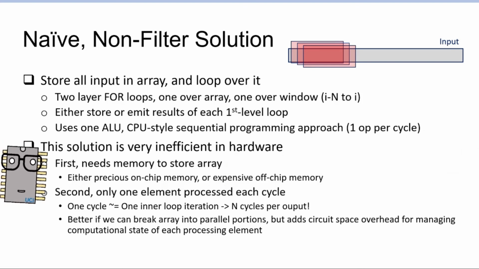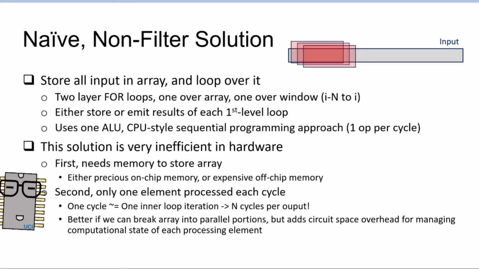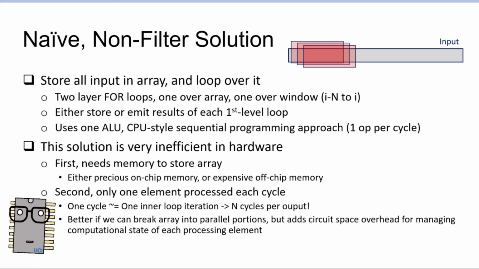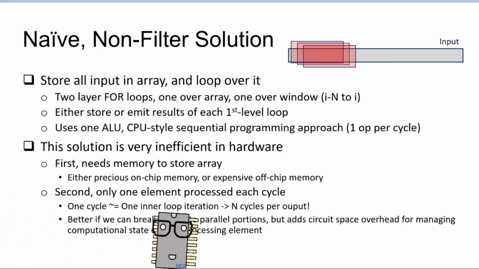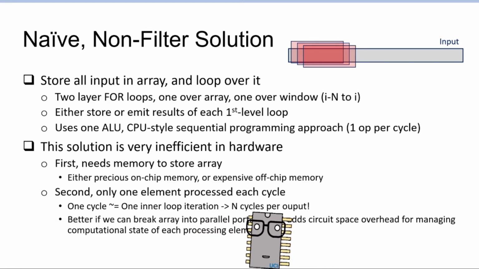First, it needs a memory to store the entirety of the array, either using precious on-chip memory or expensive off-chip memory. And second, only one element is processed each cycle. So if the input is of size n, and each of these red boxes are of size m, we need n multiplied by m cycles to get the entirety of the results. It's in the order of one cycle per inner loop iteration, meaning m cycles per output if the window size is m.